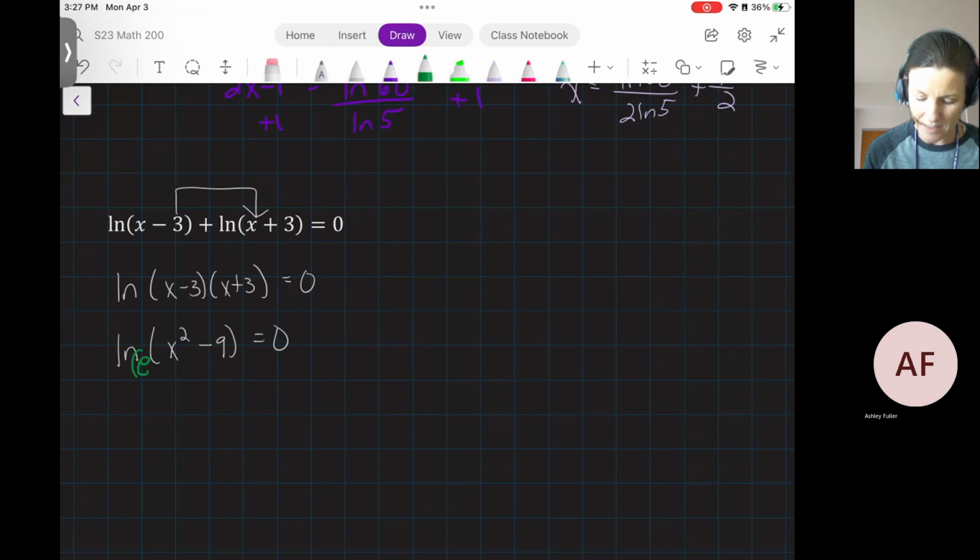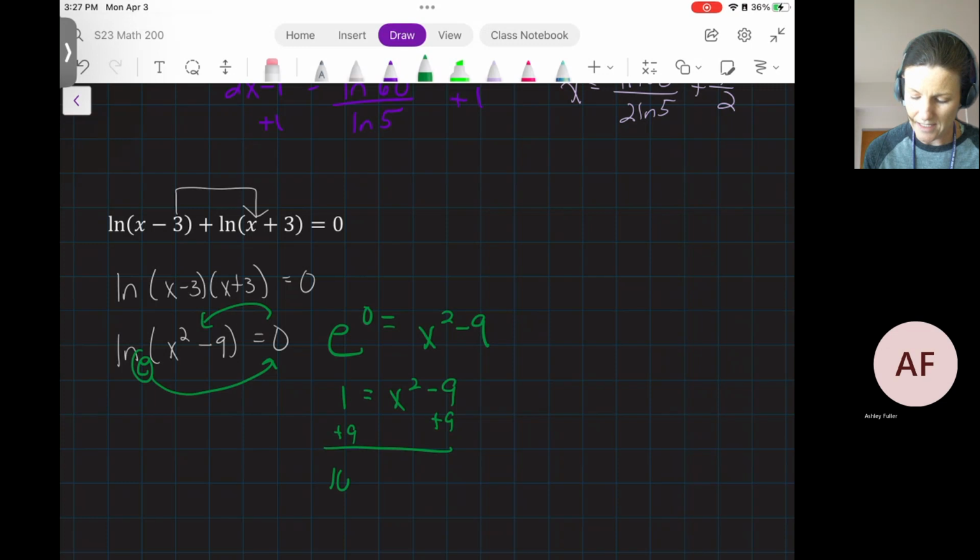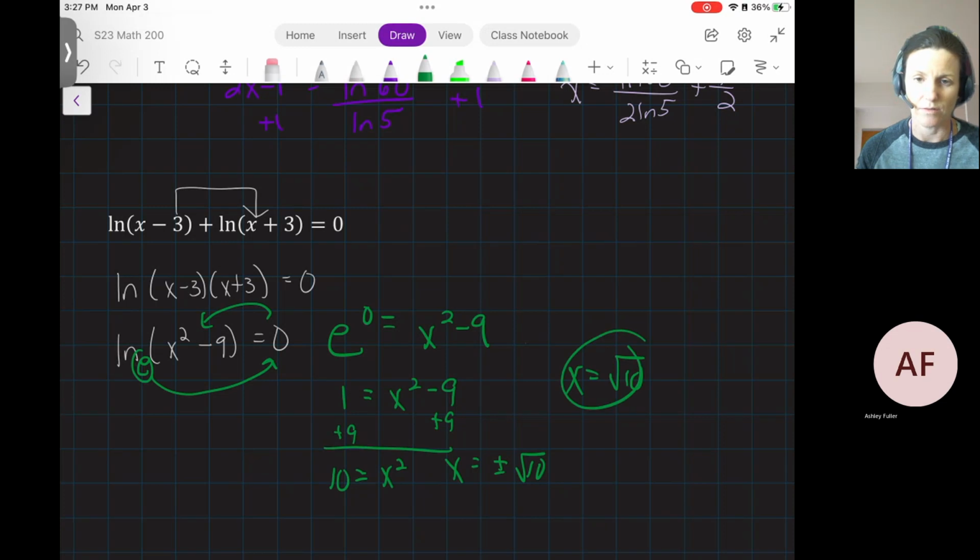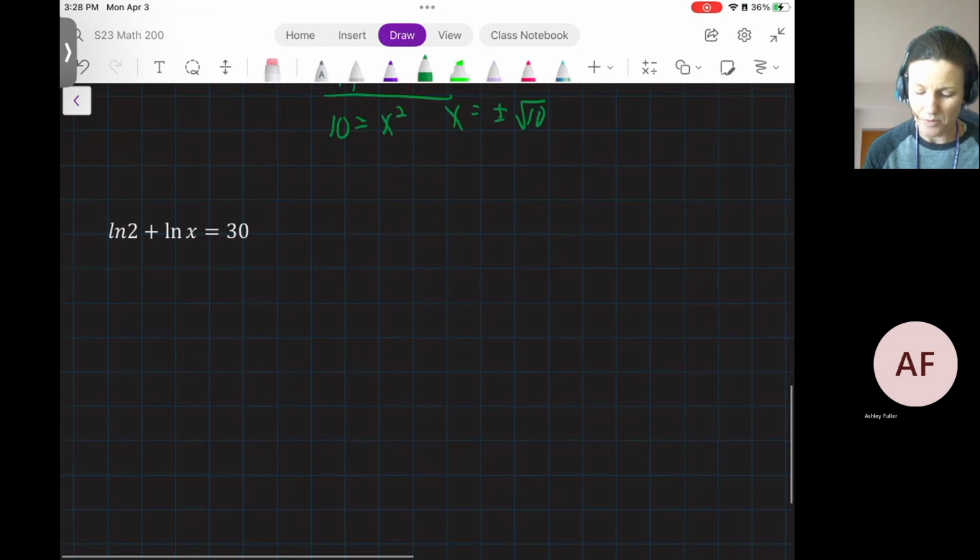And now you'll see I can take my base of e, raise it to the 0 power, and then set it equal to the value here. Anything to the 0 power is 1. And then when I add 9 to both sides, I get 10 is equal to x squared, or x is plus or minus the square root of 10. We can't take the log of a negative number, thus we can reduce this simply to x is the square root of 10.